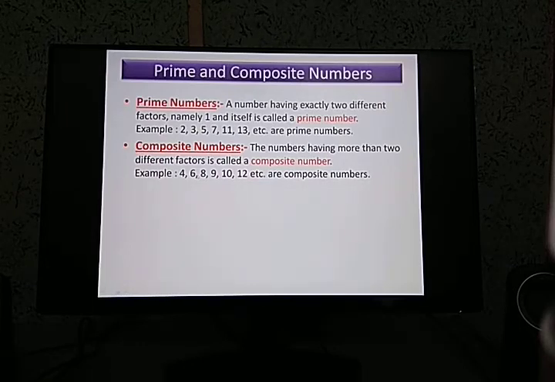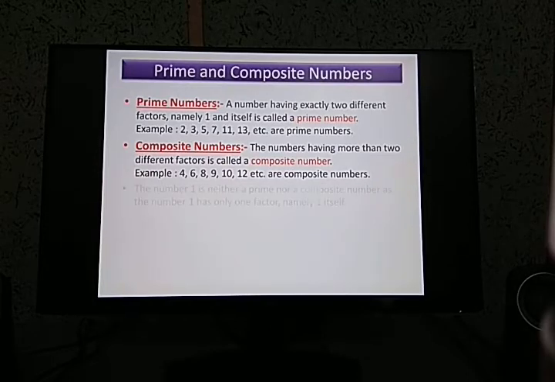Similarly 6 also, you can see 1, 2, 3 and 6. These are the factors of 6. Similarly 8 also: 1, 2, 4 and 8. So in composite numbers, the number of factors will be more than 2. This is the first thing, and this is the only difference between prime numbers and composite numbers. Or even you can say that the numbers which are not prime are composite numbers. It's the same thing.